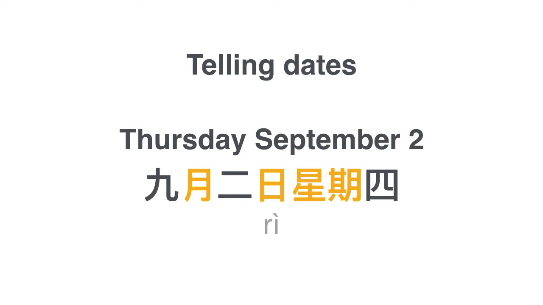The word 号 can also be replaced with 日. So you can also say 9月2日, 星期四. This is one of the hardest sounds in Chinese to pronounce. It's 日. 日. Fortunately, there's only this one common character in Chinese that's pronounced this way. 9月2日, 星期四.